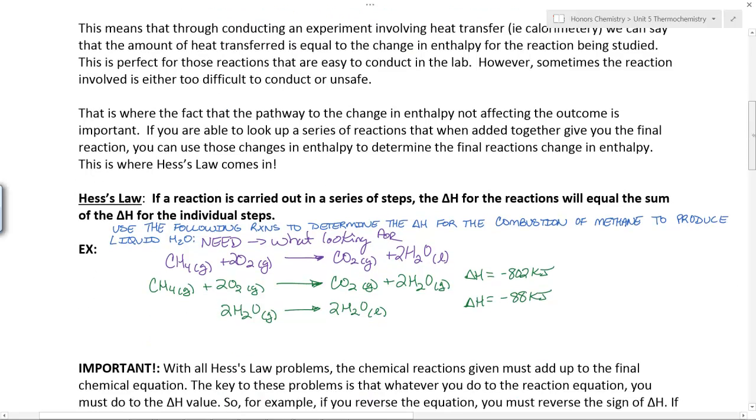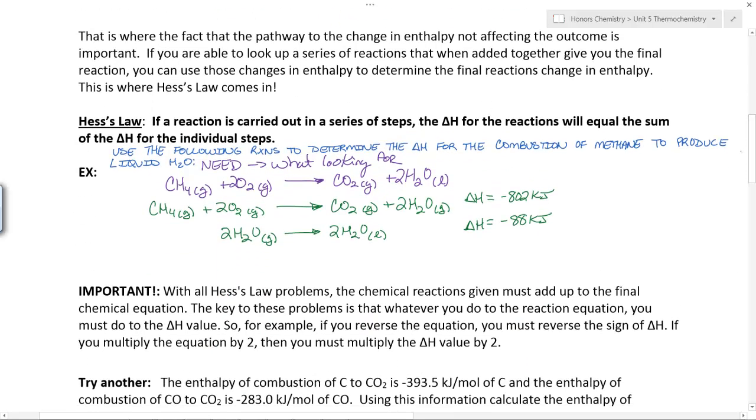Now, what I want you to do real quick is pause the video so you can write down what I have written here. It'll make it just a little bit easier to go through this example. So here's what Hess's law says. If a reaction is carried out in a series of steps, the delta H for the reactions will equal the sum of the delta H for the individual steps.